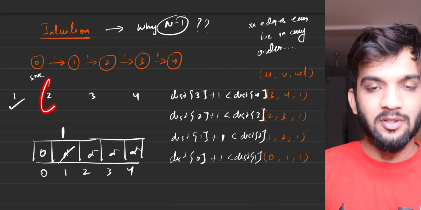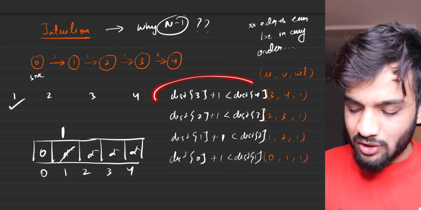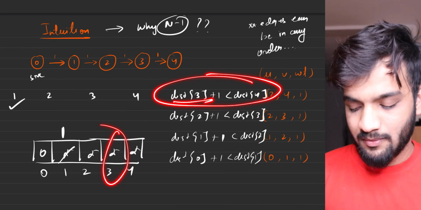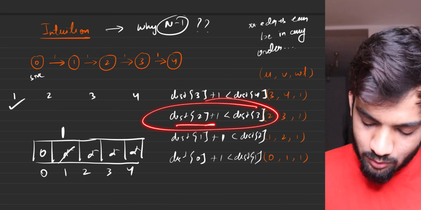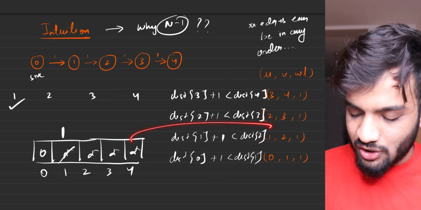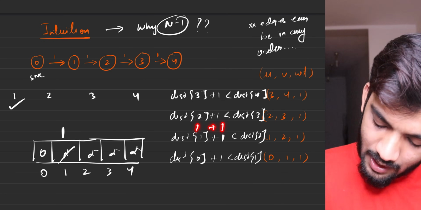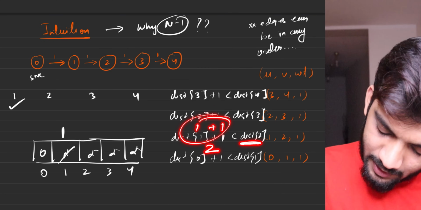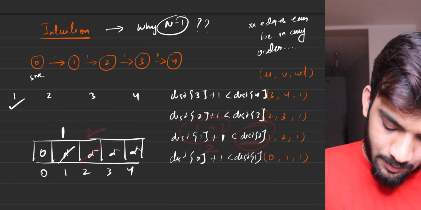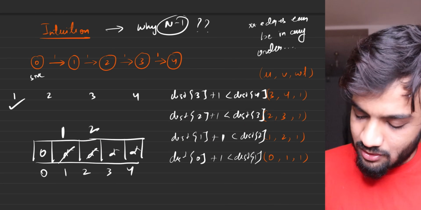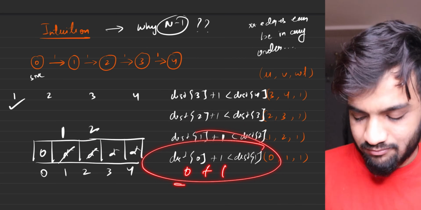First iteration done. Now let's talk about the next iteration. Next iteration, what is 3? Infinity. Next iteration, what is 2? Infinity. Next iteration, what is 1? 1. So 1 plus 1, 2. So this will be updated to 2. So let's update it to 2. Next, 0 plus 1, not to be done.